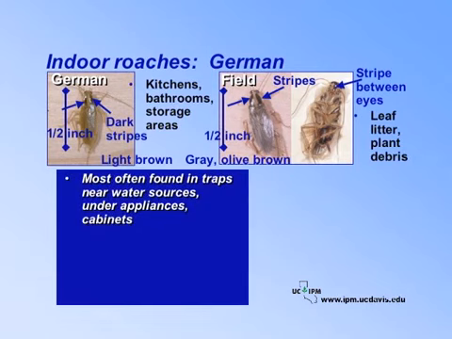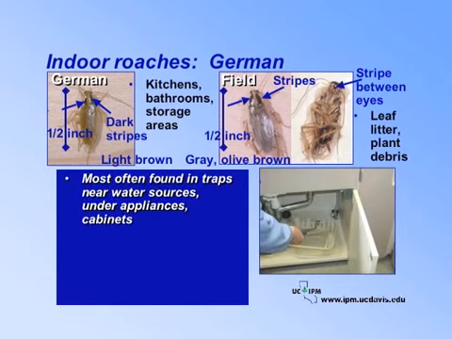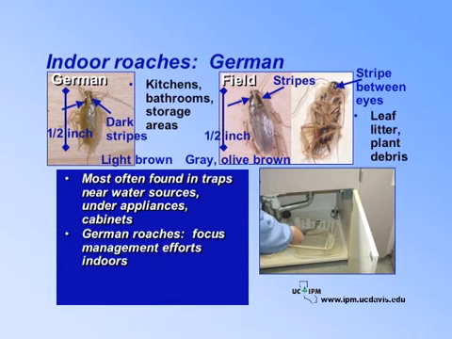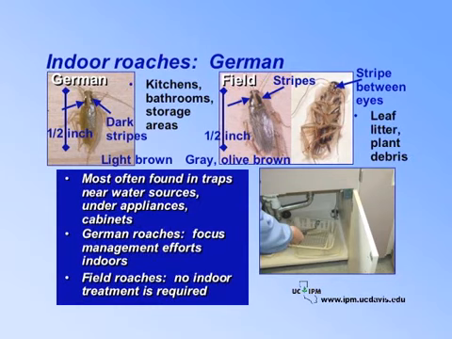You'll be more likely to find these roaches in traps near sink areas or other water sources, and under appliances and cabinets. German roach infestations will require you to focus management efforts indoors. Field roaches die quickly indoors, so no indoor treatment is required. If you do find them, focus efforts on keeping them out of buildings.